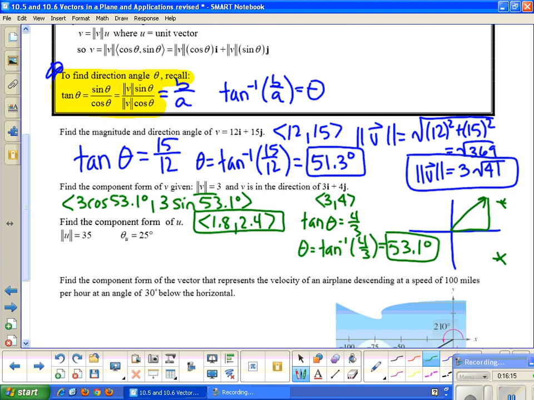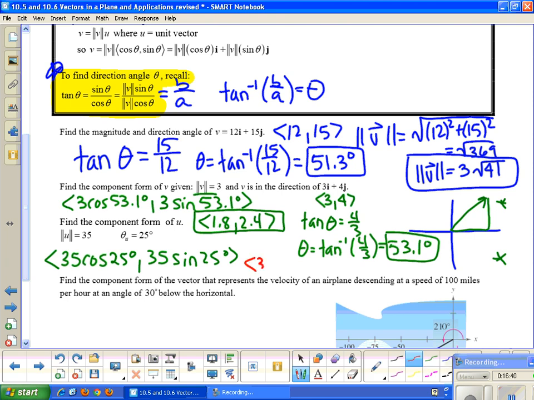So for the component form for this one, if we're given the magnitude and the angle, it's easy to find. So the component form would be 35 times the cosine of 25 degrees, comma, 35 times the sine of 25 degrees, and then all you have to do is plug that into your calculator. Again, make sure your calculator is in degree mode, otherwise you'll get these answers incorrect.